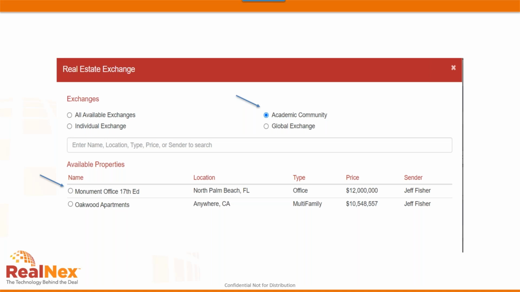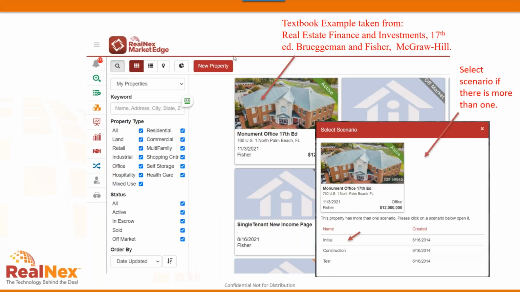Had some tax law changes involved in the 17th edition of the book. So that's why I call this one Monument Office 17th edition. Used to have an earlier edition up there. And just a little bit more about this. This exchange is a nice way to send files to your client or the lender or whoever. So you would use either the individual exchange or you could use the global exchange. The idea of the academic exchange is to have examples, more textbook types of examples, to help you play around with the program. So we're going to look at Monument Office, example again in the textbook.